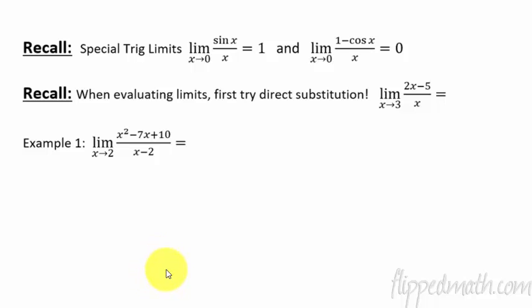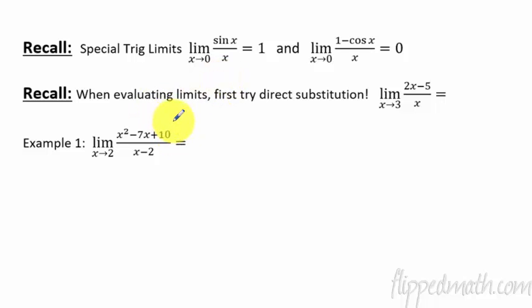So let's recall some things. First, special trig limits. You remember how if we had a limit as x approaches 0 of sine x over x, that equals 1? Okay, so we remember that. And then if we have 1 minus cosine x over x, that limit as x approaches 0 equals 0. What we're going to learn today is if you forget this, L'Hopital's rule helps us to be able to figure them out really quick.